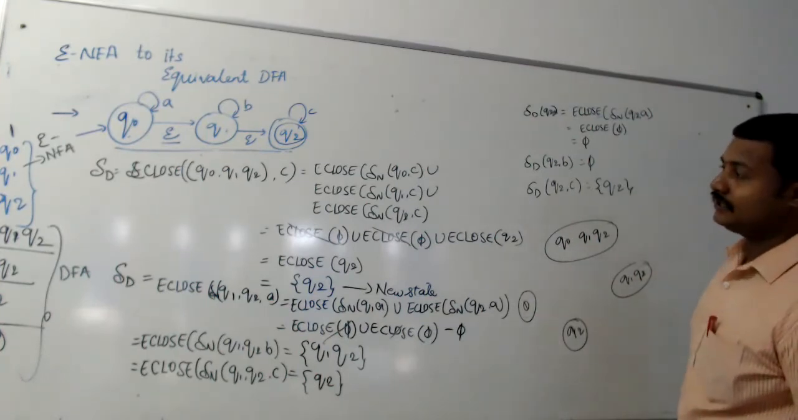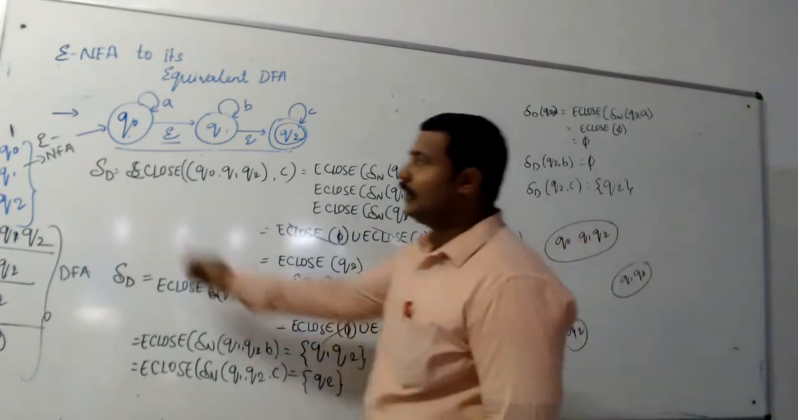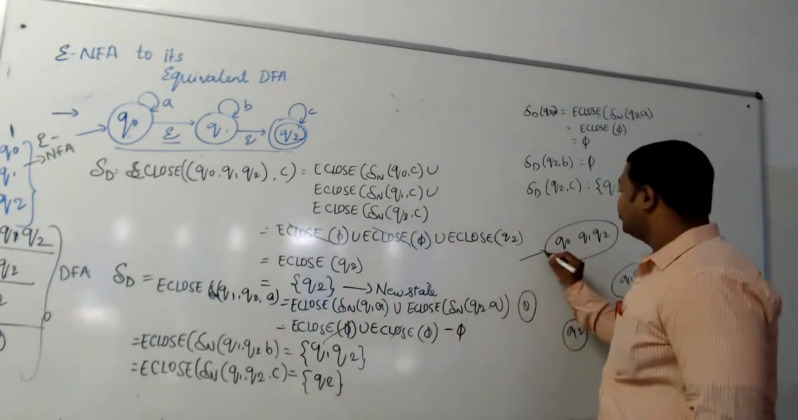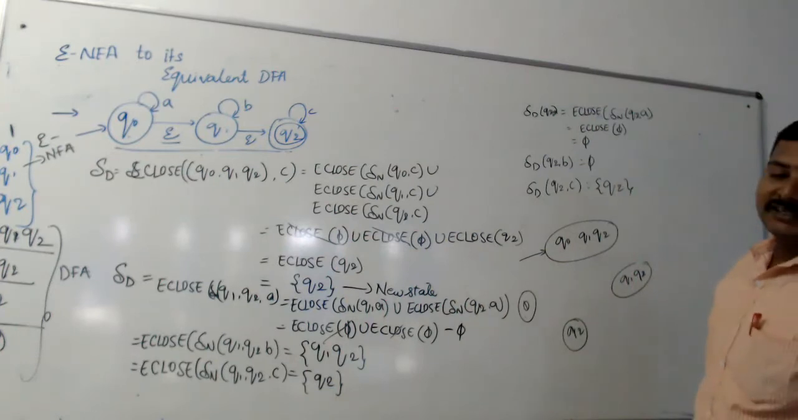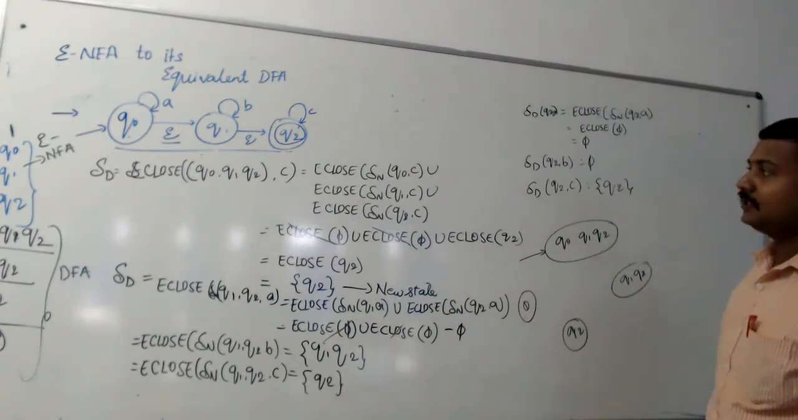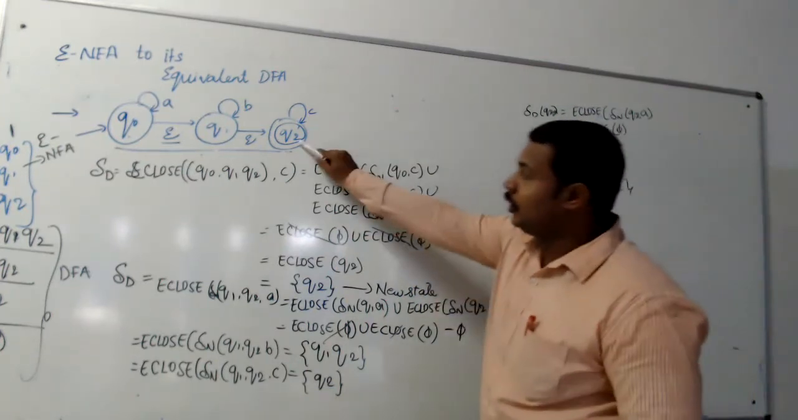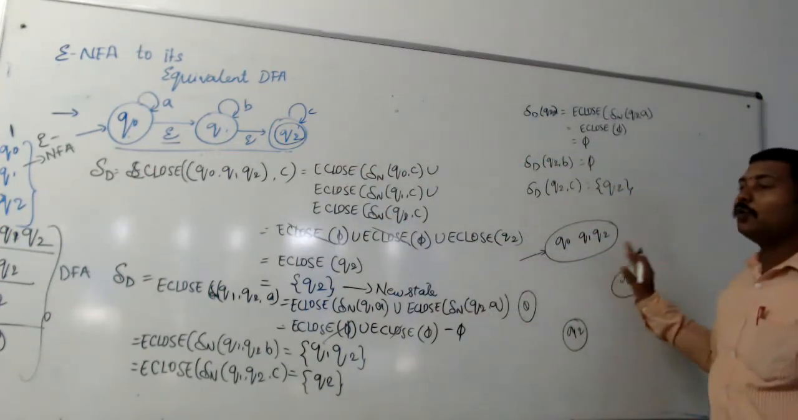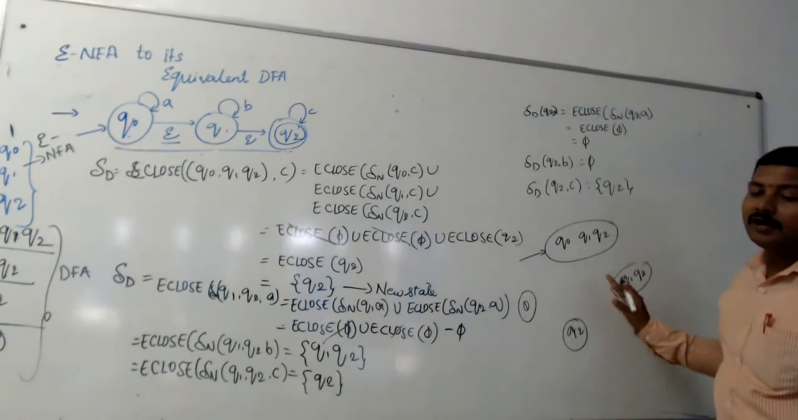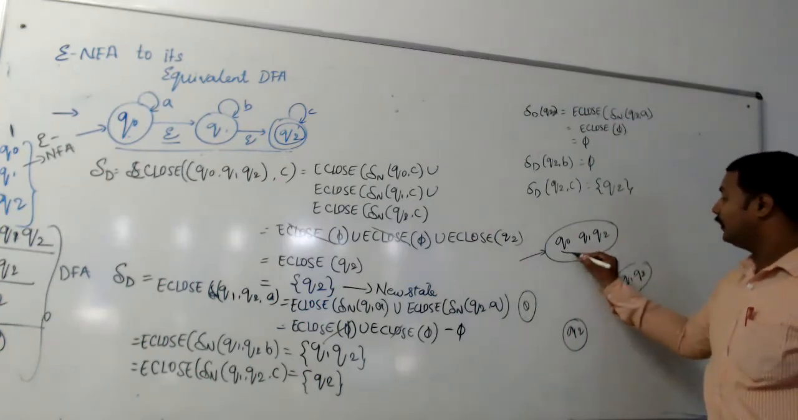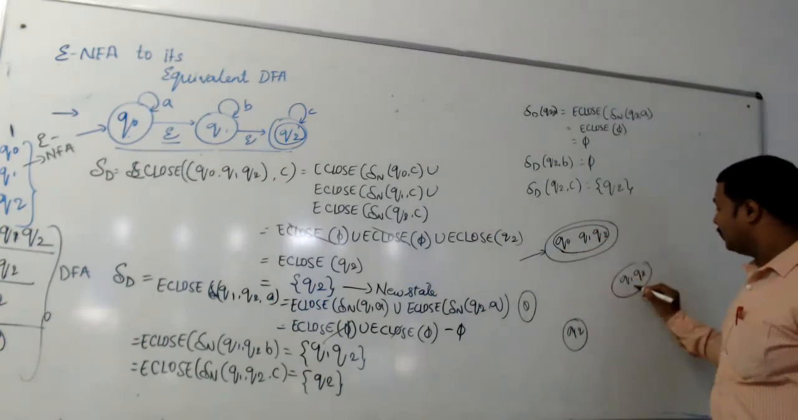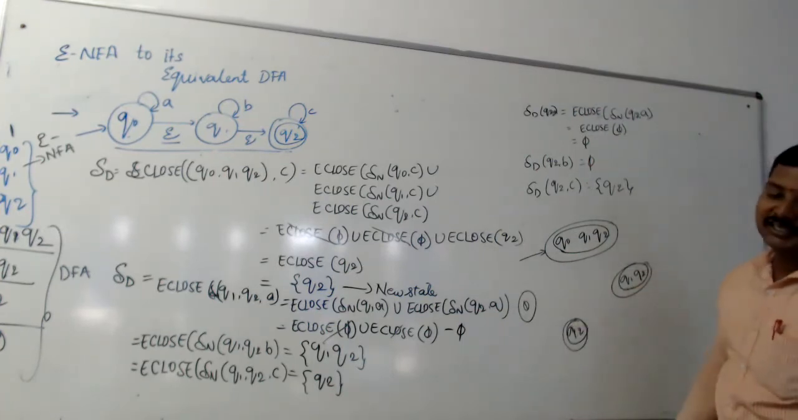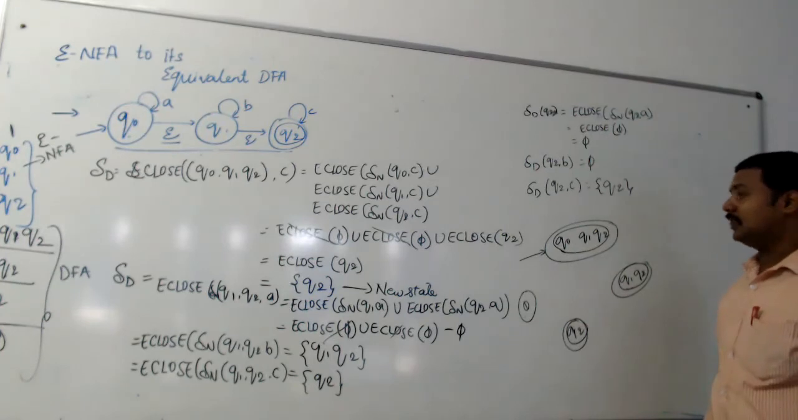Now identify the start state. So the start state is Q0. This is my start state. Where is the final state? How to identify a final state? Wherever you got a Q2, the final state of the NFA, that will be your final state. So Q2 will be there. This is my final state. Q2 will be there. So all the 3 states will be your final states.